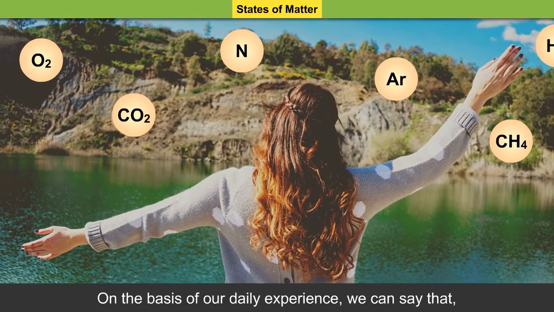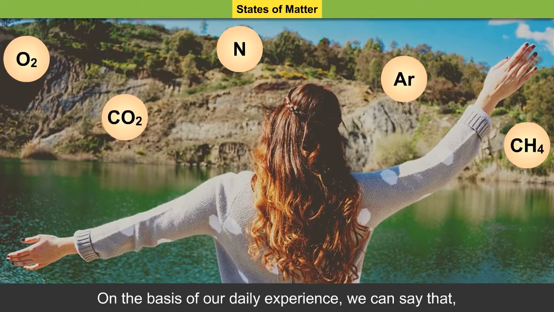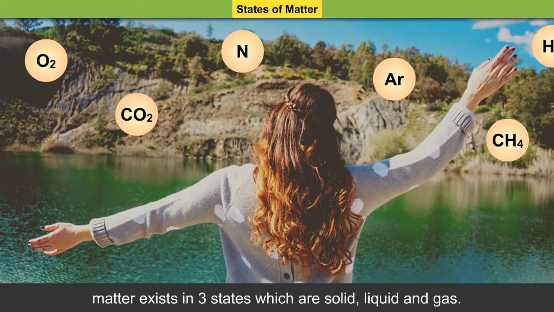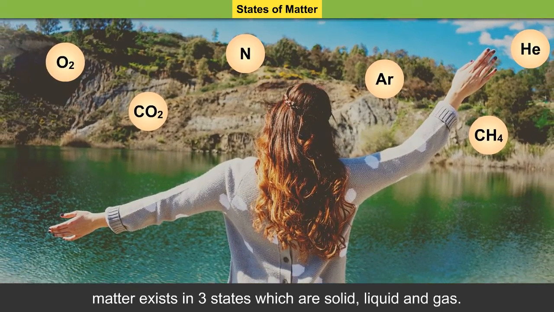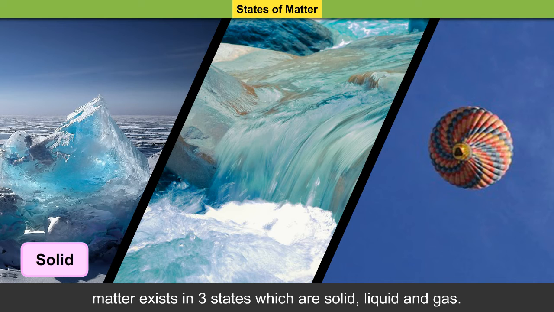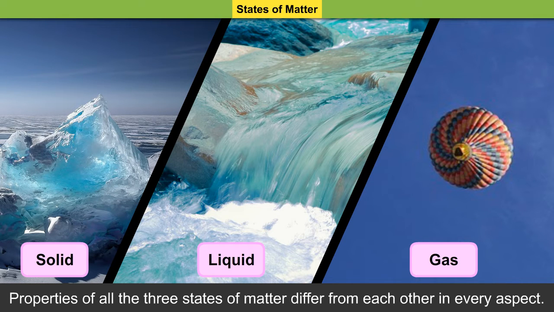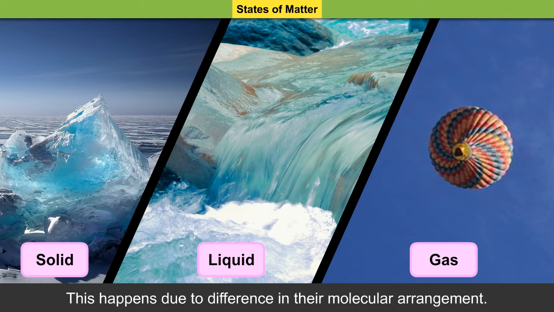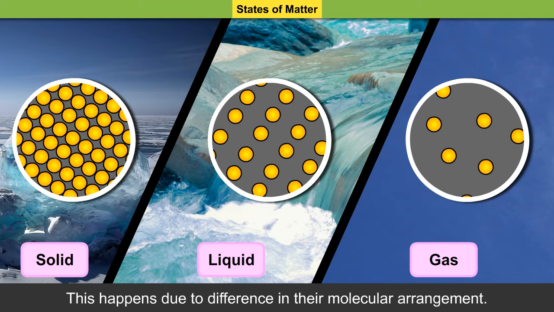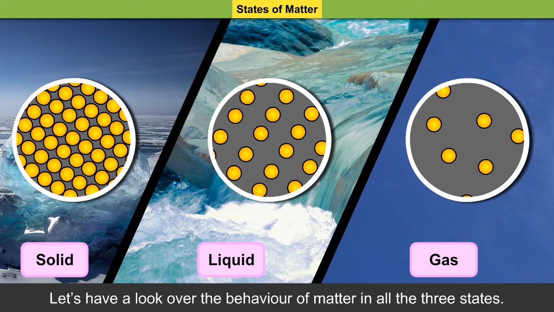On the basis of our daily experience, we can say that matter exists in three states, which are solid, liquid, and gas. Properties of all the three states of matter differ from each other in every aspect. This happens due to difference in their molecular arrangement. Let's have a look over the behavior of matter in all the three states.